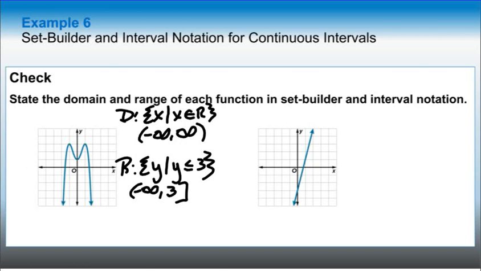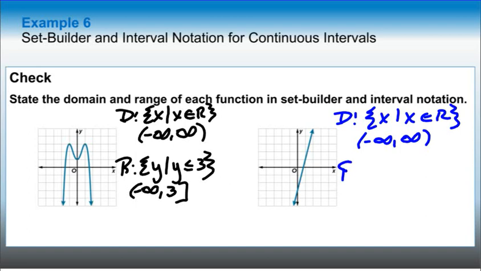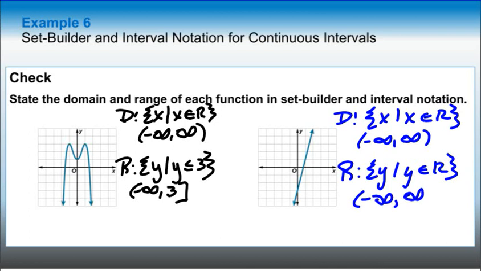The other one here, this would be domain in set builder notation, x such that x is all real. And then in parentheses or interval notation, negative infinity to positive infinity. And then the range, this would also be y such that y is all real. And then we would have in parentheses negative infinity to positive infinity.